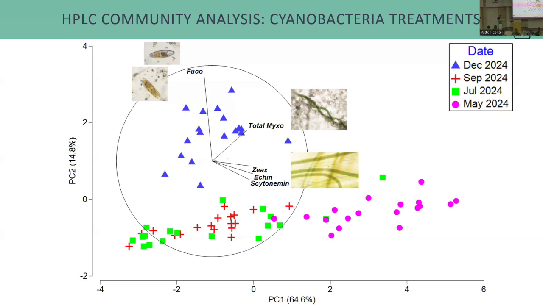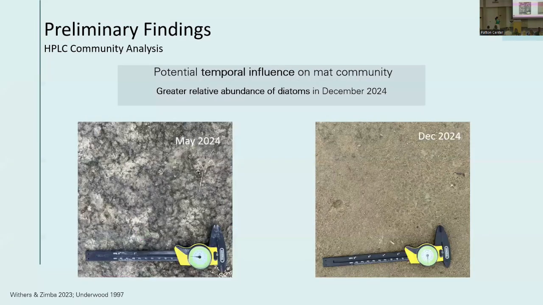Additionally, this separation of points along PC1 could potentially be explained by the presence of those cyanobacterial pigments. And this temporal change in the mat community between May and December of 2024 is also visually apparent, as you can see in these photos here. So in May, the mat has this dark, leathery appearance that's pretty characteristic of cyanobacteria mats in this area. But in December, this same plot is covered with this light brown diatomaceous biofilm. And there's a couple of reasons why this may have occurred and why we're seeing this visual change.